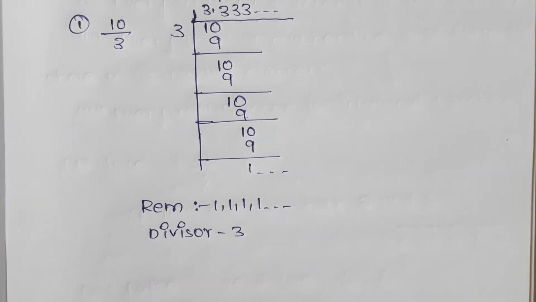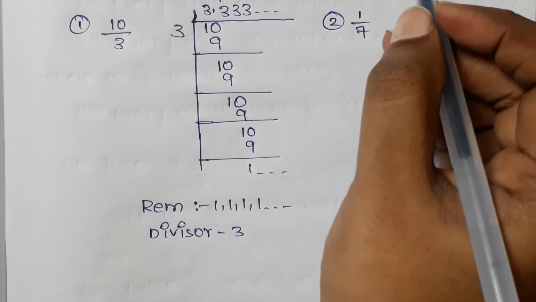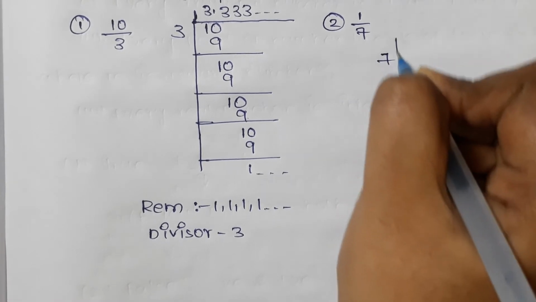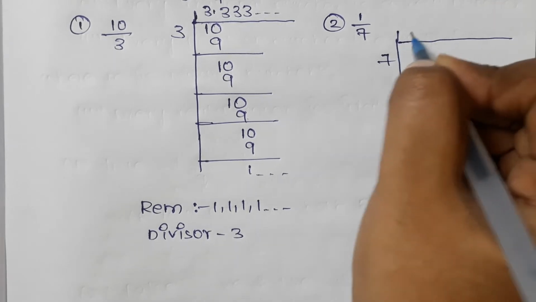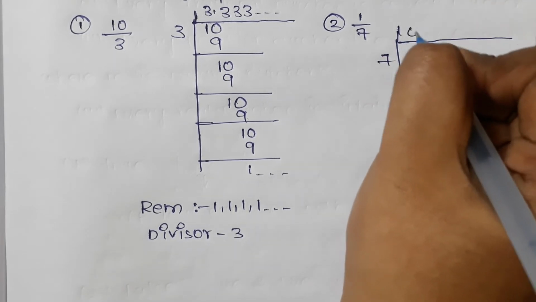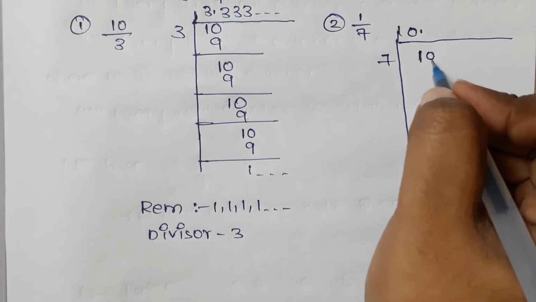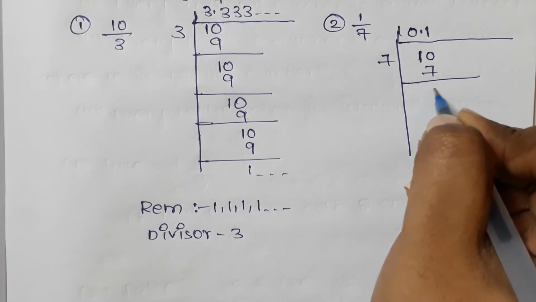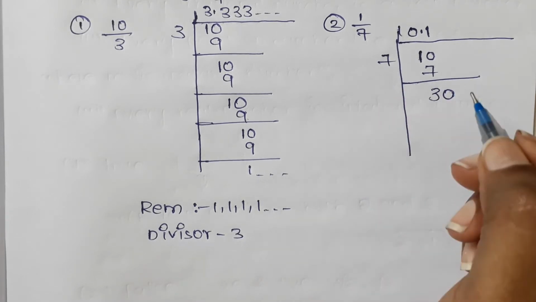Now let us see the second rational number, that is 1 by 7. From this 1 by 7, we have 7 here and 1. Here 7 is the divisor. For this we have to keep 0 point because 1 is not divisible by 7. So we should keep 0. Now it is 10. 7 ones are 7. We get 3. Again we should keep 0 here because 3 is not divisible by 7.